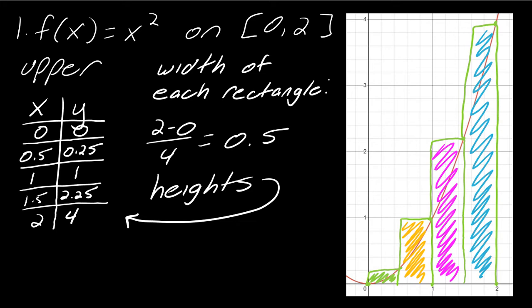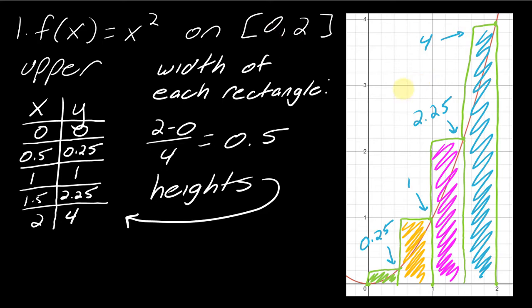And then for the heights, we can use this table to help us figure that out. Now that I have this table in front of me, I know for this first rectangle, that height right there is 0.25. And then for this next one, this height is 1. I can use the y column here to help me figure out those heights. Continuing on, this will be 2.25. And then for this last one, up here, this one is 4.